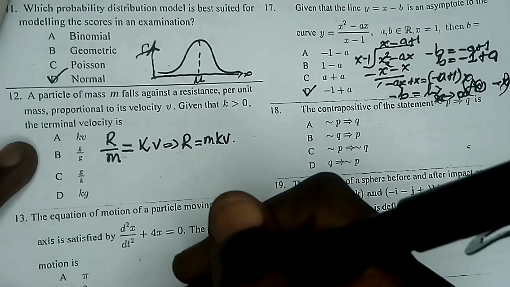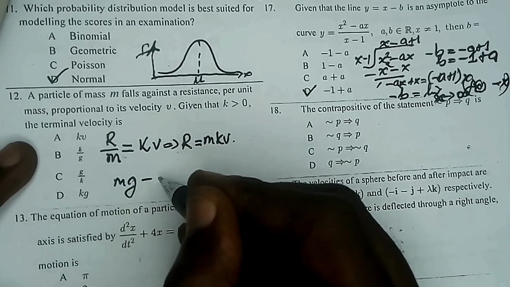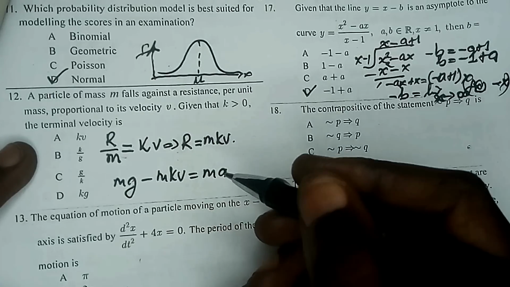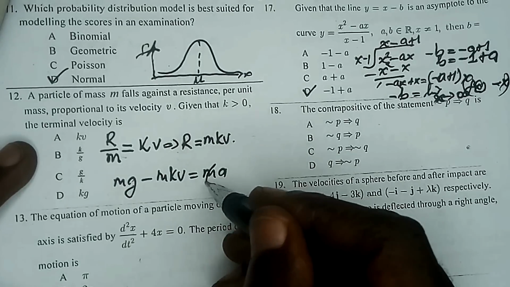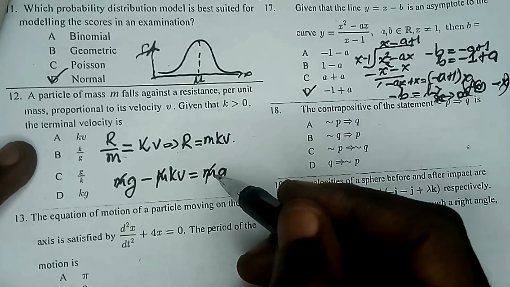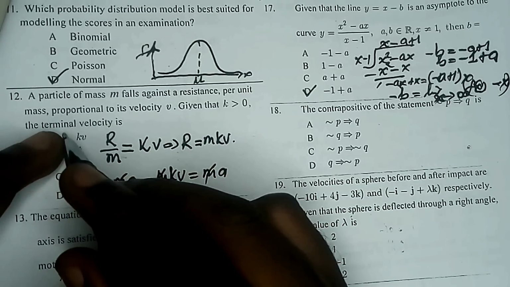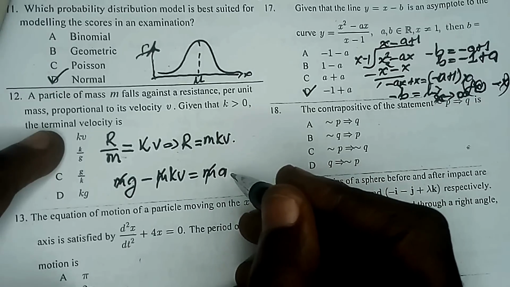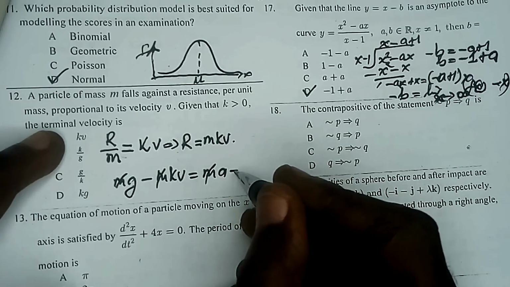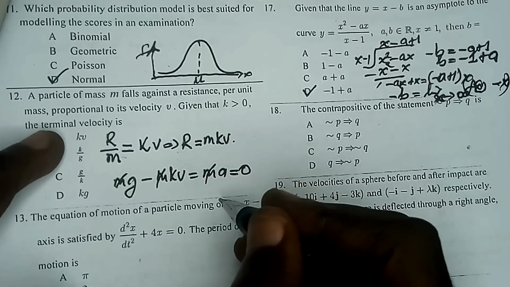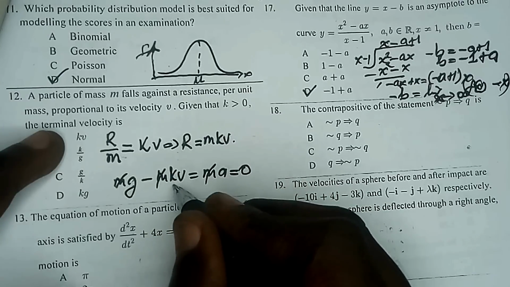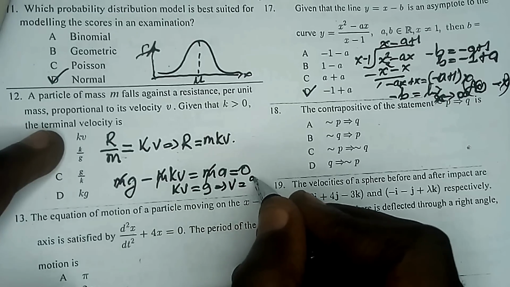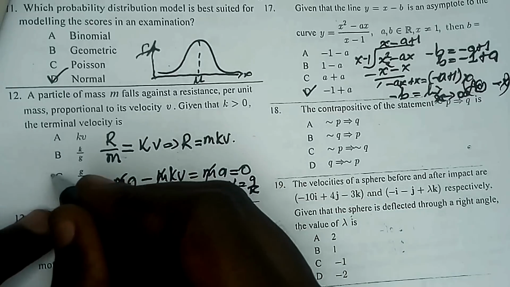And for vertically downward motion, the leading force is mg minus the resistance mkv equals ma, according to Newton's second law of motion. The m's would cancel, and then at the moment the particle is moving with terminal velocity, the acceleration is 0 because terminal velocity is a constant velocity. So all this should give 0. So that I can now talk of kv equals g, and so the terminal velocity v should be g over k, which gives c.